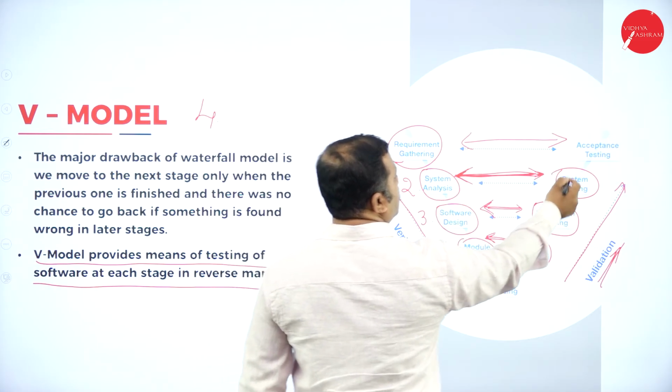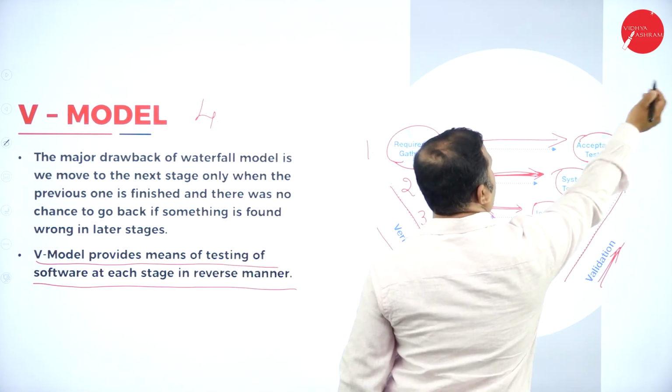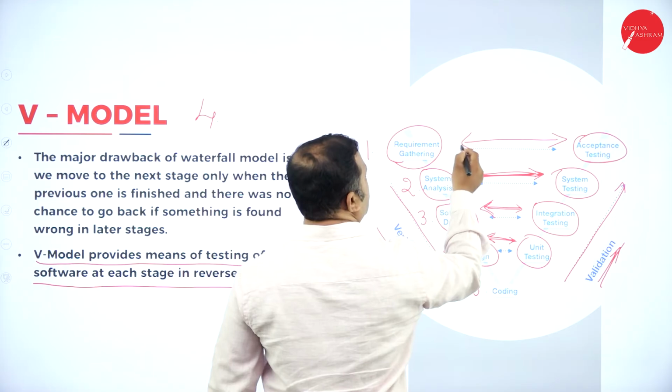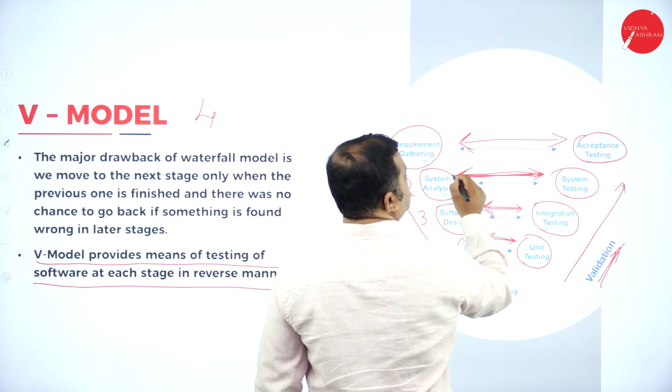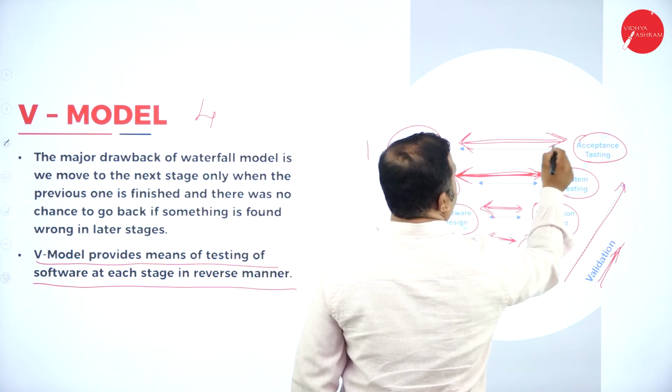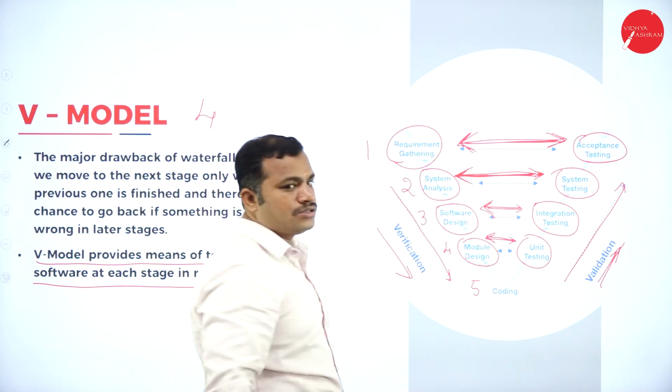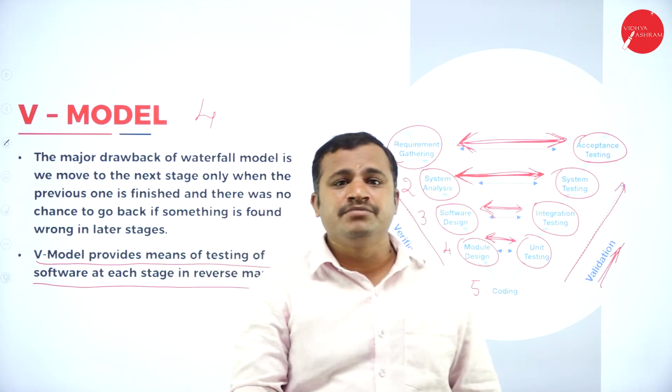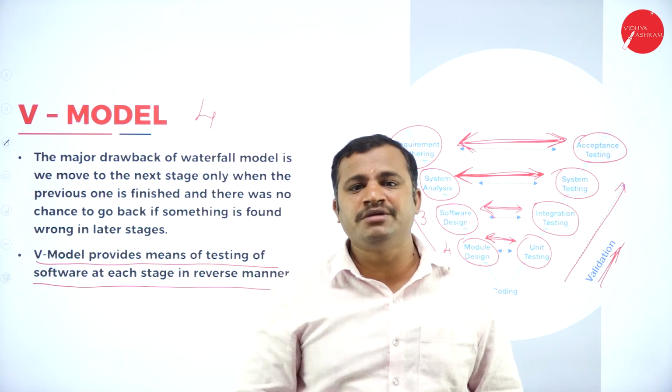Then again, when it comes to the acceptance testing and ready for delivery, it is once again cross-verified with the requirements gathering. So we have this bidirectional information here. So that is why we call it the verification and validation model.